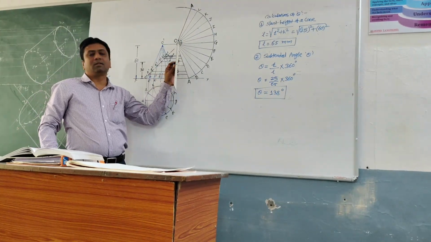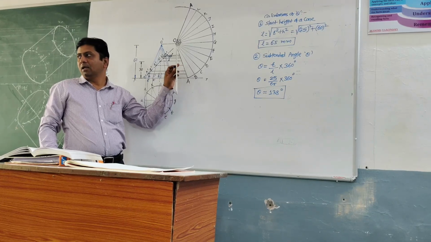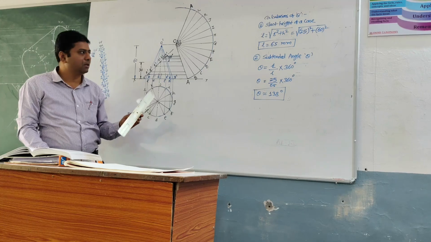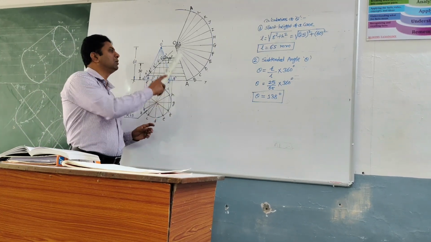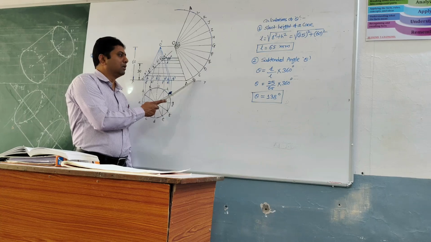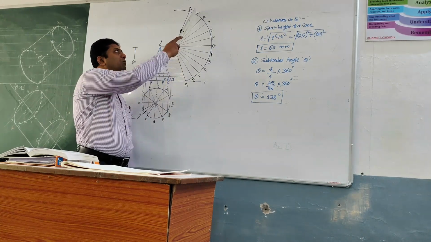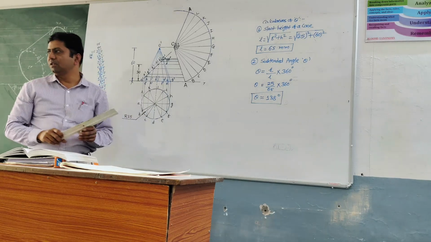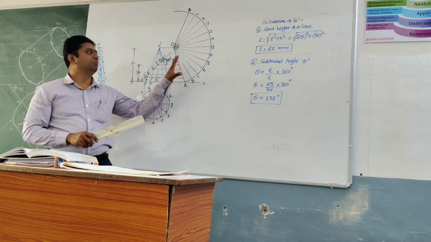Next, divide this angle, or you can say arc, into 12 parts because we have divided the circle into 12 parts. We have to divide it into 12 equal parts and give a name to each part: B, C, D up to F. We got 12 parts.